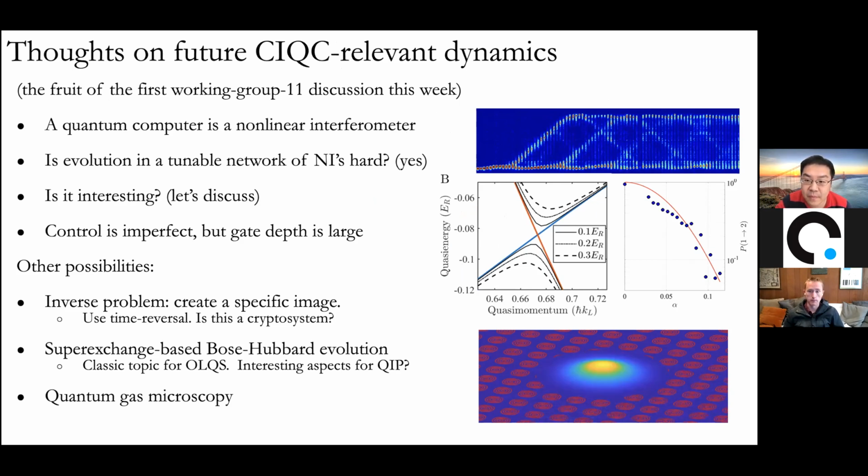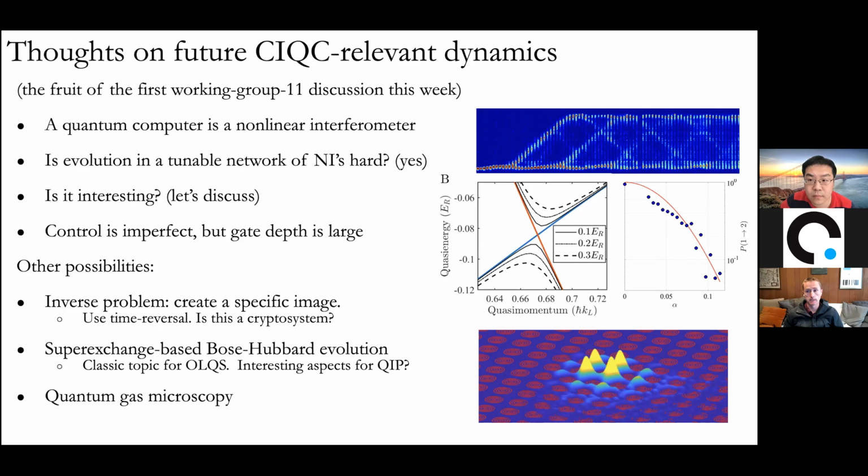It's a truism that a quantum computer is a nonlinear interferometer. It's in general how you can consider any gate-based quantum information processing architecture. And then in a neutral atom context, you can think about trying to do experiments that involve evolution in some tunable network of nonlinear interferometers. I think it's pretty clearly true, although open to questioning, that studying the evolution of bosons or fermions in a tunable network of nonlinear interferometers is hard. Boson sampling is a special case of that, I think. As to whether it's interesting, that may depend on the deeper question, but that's something that I think would be fun to discuss among different members of the collaboration.